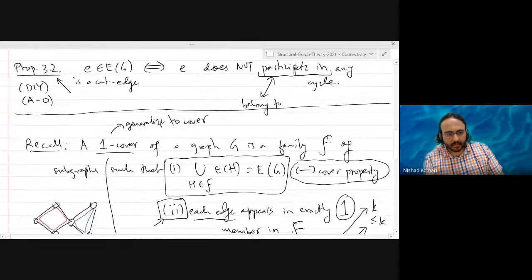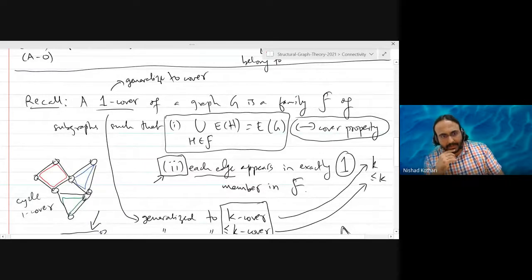So we defined a one cover as a family of subgraphs, so that if you take the union of all the edges, then you will get the entire edge set of the graph, and each edge appears in exactly one member in this family. That is a one cover. Okay, because every edge is covered exactly once.